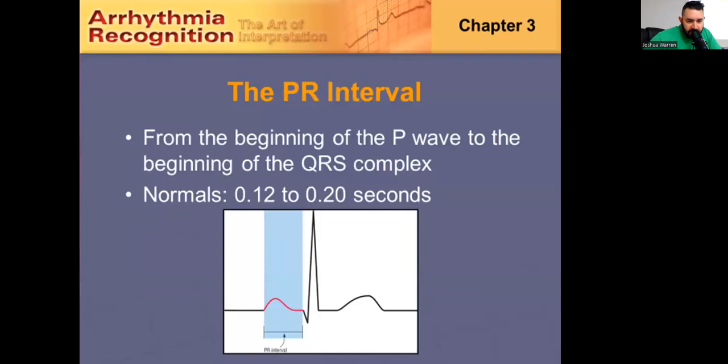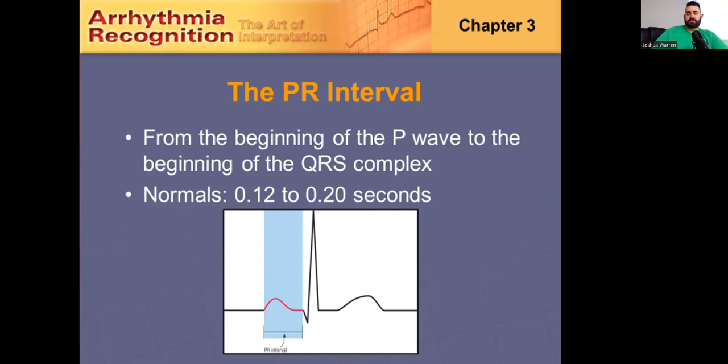So, another look at the PR interval. From the beginning of the P wave to the beginning of the QRS complex, normal is 0.12 to 0.20. Why am I repeating slides? It's a different slide saying the same thing. Repetition. Also, this one's got better pictures. I know how Hi likes pictures.